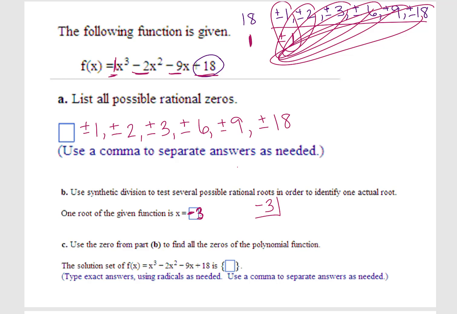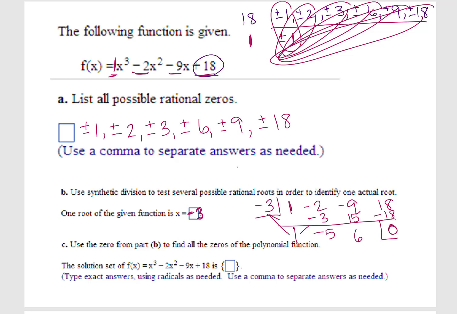Okay, so -3. I'm going to again take my coefficients, so 1, -2, -9, 18. Start my synthetic division, drop this 1, multiply, add, multiply -3 by -5, add, multiply -3 by +6, add, and boom. So for sure that is one of the roots. I saw that on my calculator, but now I just confirmed it with this synthetic division.